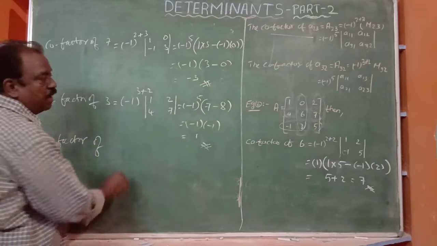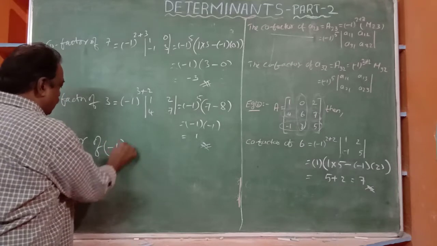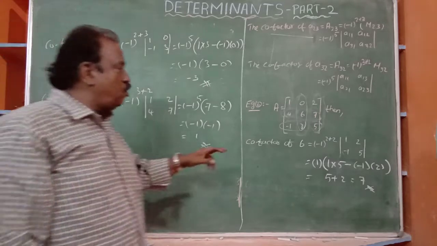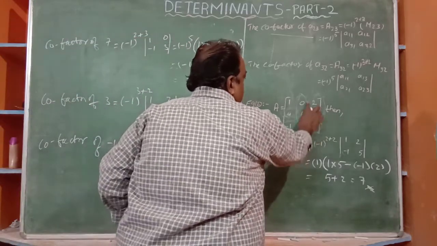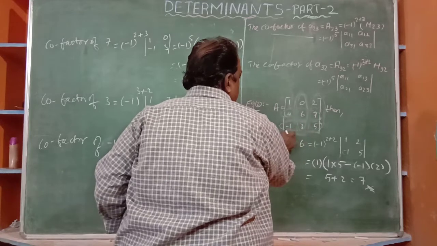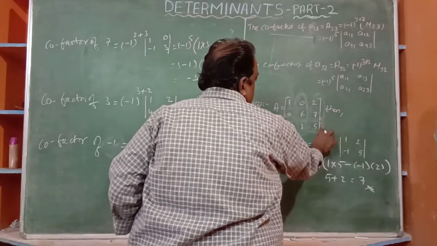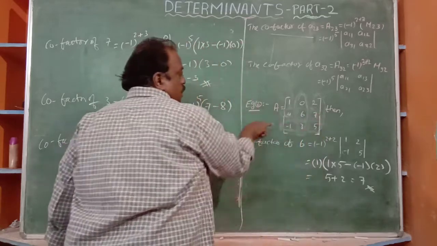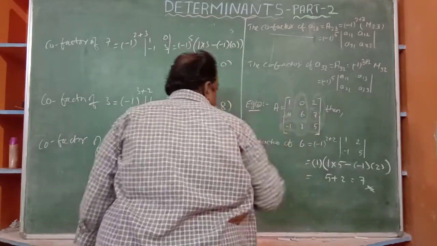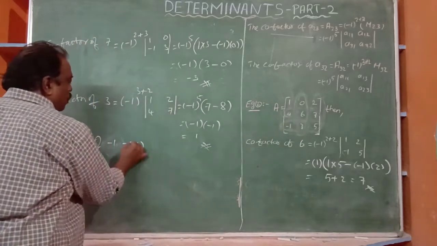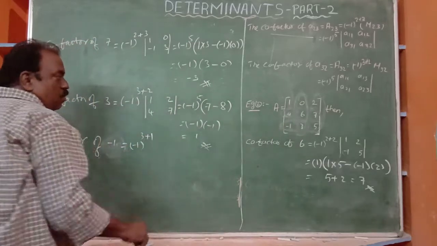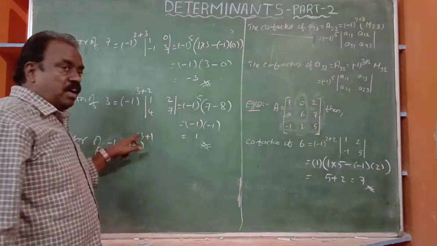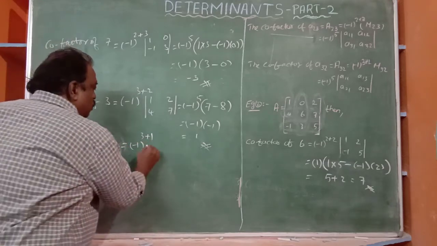Cofactor of, say for example, minus 1. That minus 1 is there. Where the minus 1 is there? You see here. First we have to find the position of that minus 1 in the matrix. In the matrix, minus 1 is in the position third row, first column. Third row, first column. Don't confuse. It is lying in the third row, but the first column. Third row means i, first column means j.